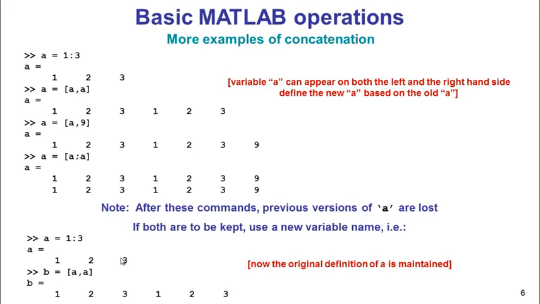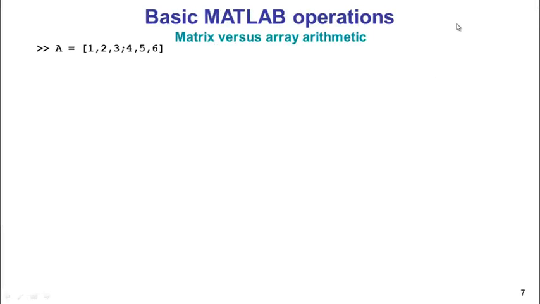Do I need to keep the old version of this, or is it okay to overwrite it and just throw away the old version of my variable? In some cases, you might want to do it one way. In other cases, you might need to do it the other way. Now let's talk about some of the differences between matrix arithmetic versus array arithmetic in MATLAB.